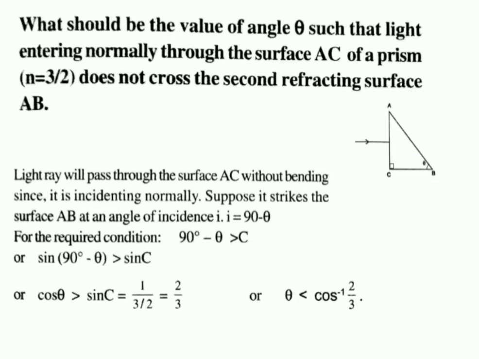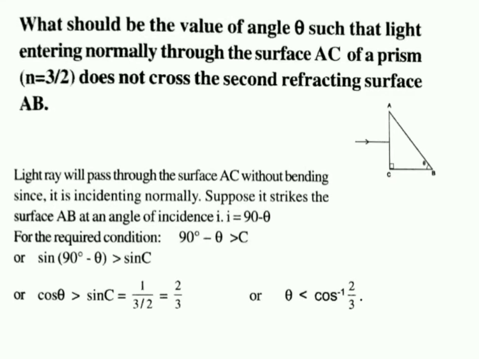If you are incident the light ray, what will be the angle of incidence on the second surface? Okay, if I draw a normal here and this is your incident ray, angle of incidence will become 90 minus C. Since this angle is theta, angle B is theta, angle of incidence becomes 90 minus C. And if 90 minus theta becomes greater than the critical angle, that is C, it will undergo total internal reflection.